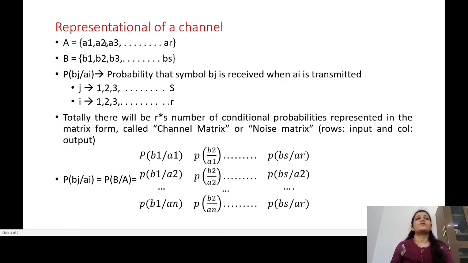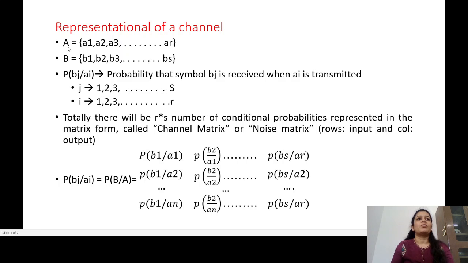Now, as we have seen, there are three components to represent a particular channel: input, output and transition probability. Here the set of all input symbols or the input alphabets are represented as set A. Similarly, the set of all output alphabets or all output symbols is represented as B. And the transition probability is represented as Bj divided by Ai.